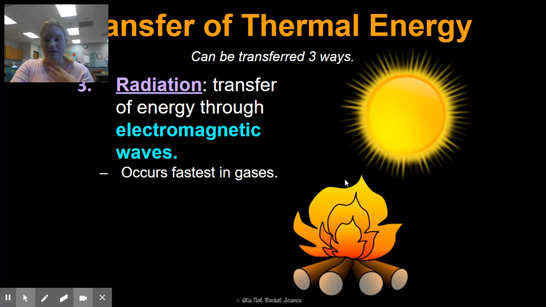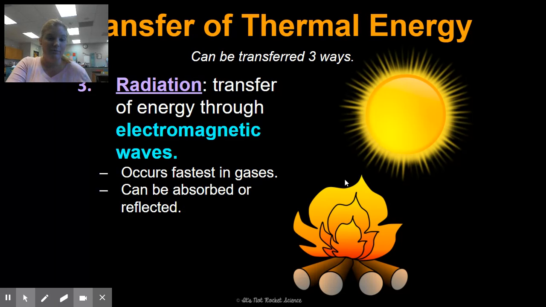When you are cooking something, baking something, and you pull it out of the oven and you put your face over it, that's radiation because the heat is coming towards you, but you're not directly touching it, and you are also not within it circling around. Radiation is going to happen fastest in gases, and it can be absorbed or reflected.